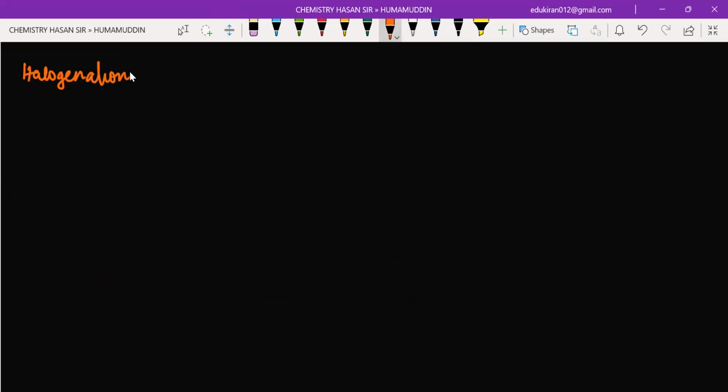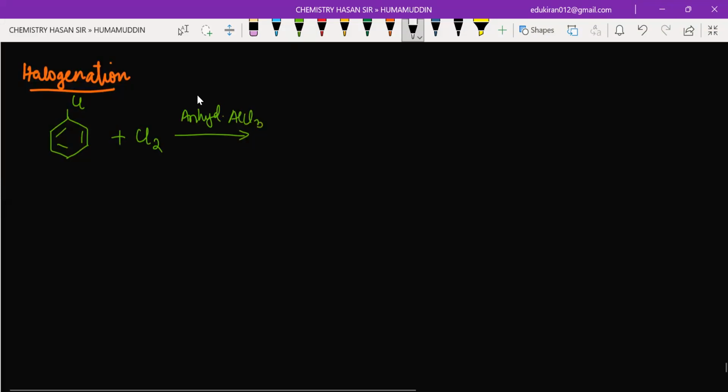Now halogens. This is your electrophilic substitution reaction. So in halogenation, basically we are going to do chlorination. This is your chlorobenzene, and you are going to react this with Cl2 in the presence of anhydrous AlCl3. This reagent creates an electrophile, that is Cl plus.